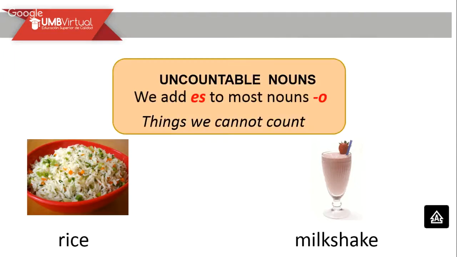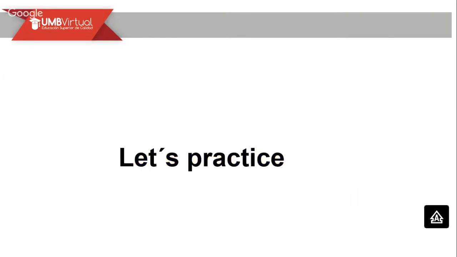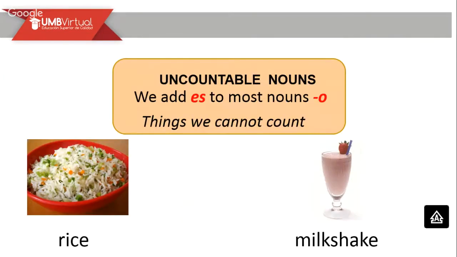So, according to it, we are going to see. So, if we have this one, no vamos a colocar a or an, no. Podemos colocar some, como diciendo que hay un poco de malteada, hay un poco de arroz, o hay mucho, there is a lot of rice, there is a lot of milkshake, or there is some rice, there is some milkshake. But those words, okay, no, we cannot count them, we cannot form them in plural.